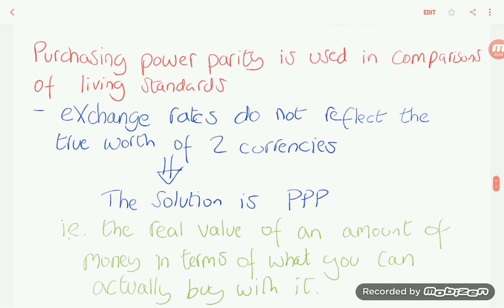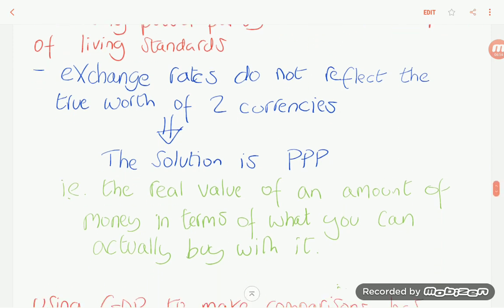Let's move on to purchasing power parity. Purchasing power parity is used in comparisons of living standards. When using GDP per capita to compare living standards in countries, we use different currencies. Therefore, the exchange rate may not reflect the true worth of two currencies. So comparing GDP per capita in this way may not give an accurate picture. To overcome this problem, comparisons are usually carried out using the principle of purchasing power parity.